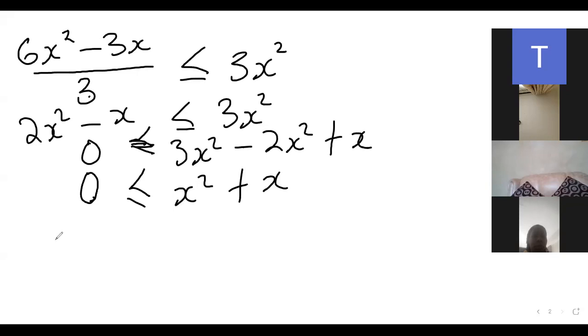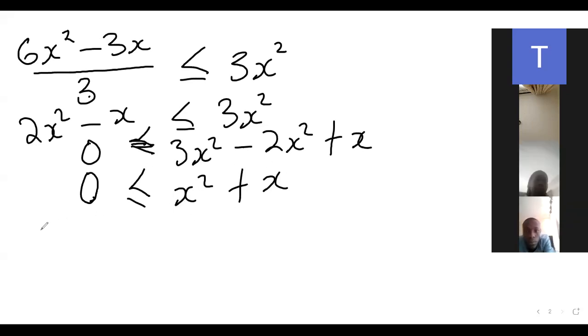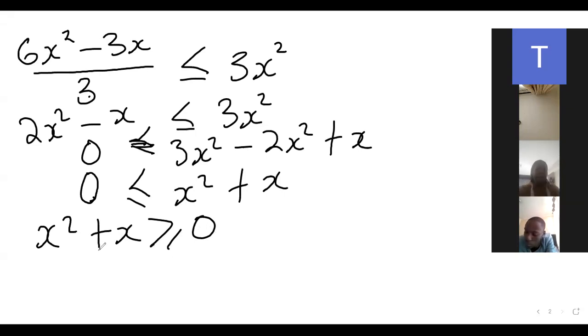Now take note. Let me take this to the left and take the 0 to the right. Remember, the sign is opening to that, so it still has to open to that. So it will be x squared plus x greater than or equal to 0. When it comes to inequalities, always make the coefficient of x squared positive so that your graph faces up.